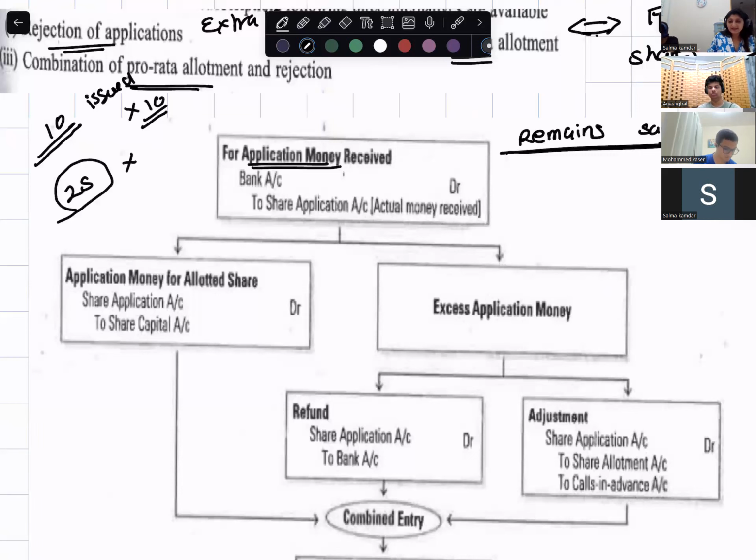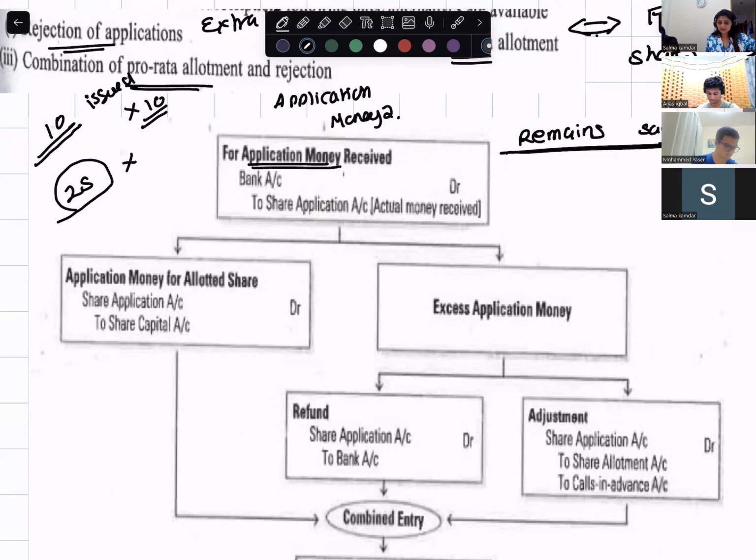In my case, I have issued 10 shares of 10, and people have applied for how many shares? 25 shares. Are you with me? This is my example, and the application money is 2.